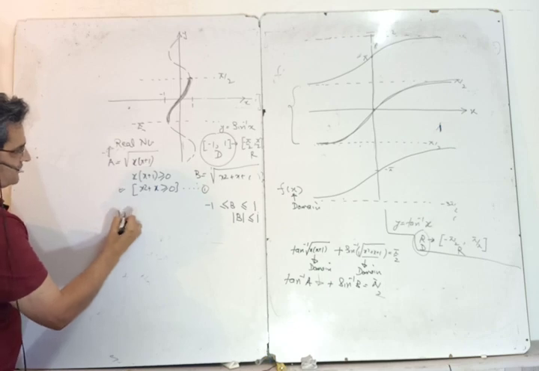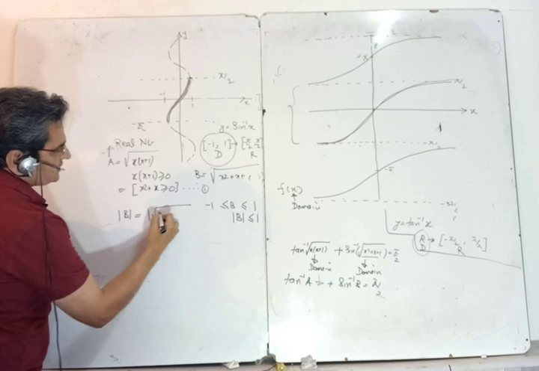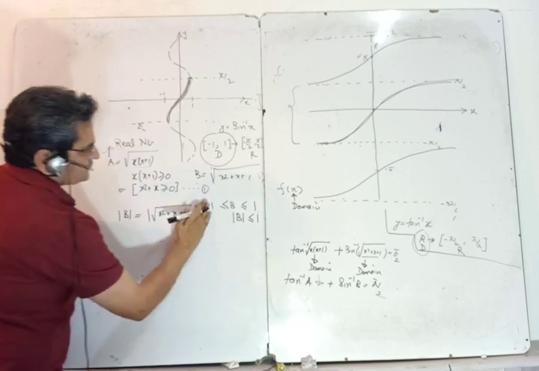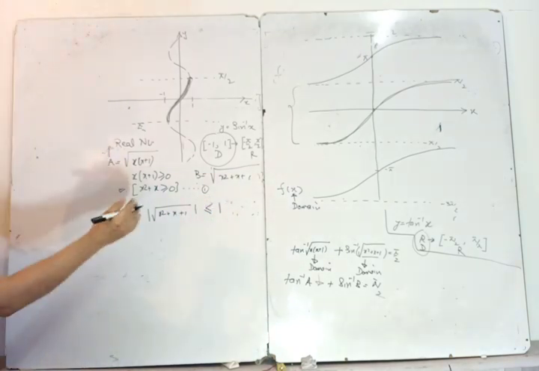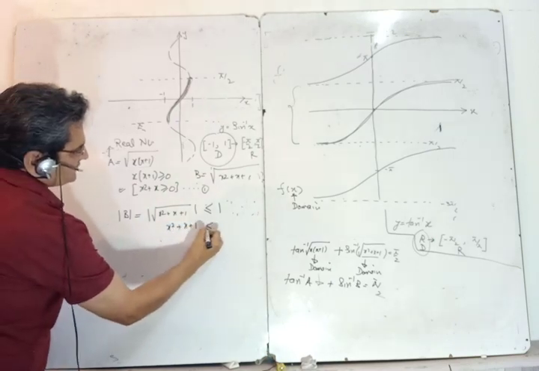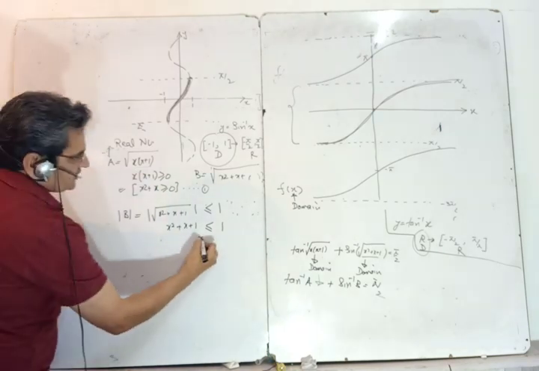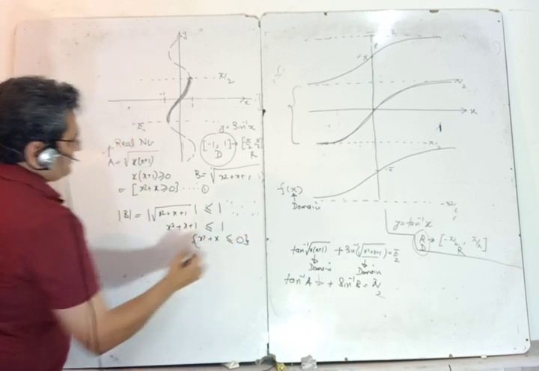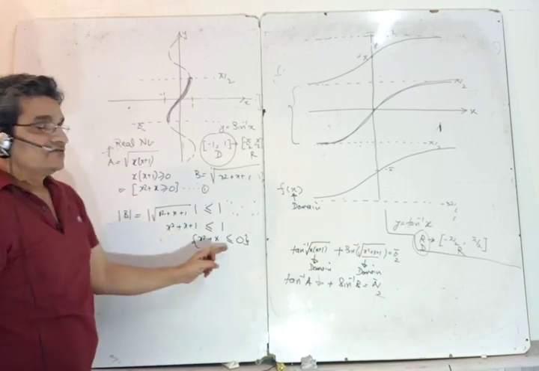Now let me put it here. So I write mod of b, which is equal to the modulus of under root x square plus x plus 1, and this has to be less than or equal to 1. I square both the sides, I get x square plus x plus 1 has to be less than or equal to 1. So x square plus x has to be less than or equal to 0. But the earlier condition says x square plus x has to be greater than or equal to 0. This says x square plus x has to be less than or equal to 0.